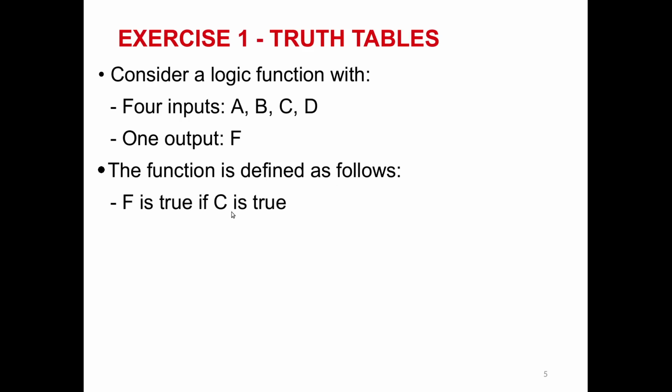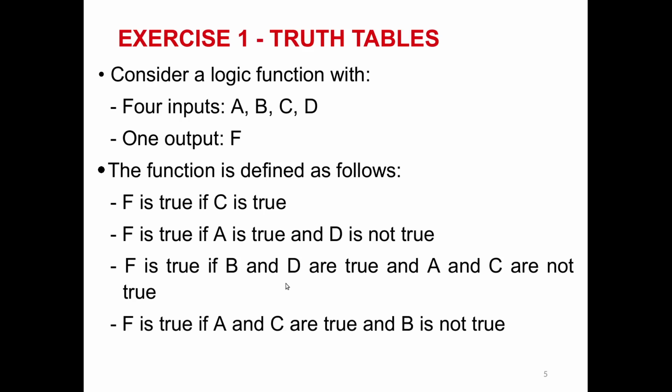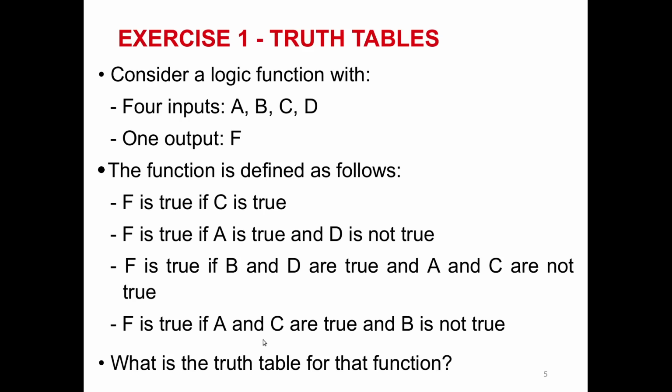F is true if C is true, and F is true if A is true and D is not true, and it is true also if B and D are true and A and C are not true. And the final condition for F to be true is if A and C are true and B is not true. And the question is, what is the truth table for that function?